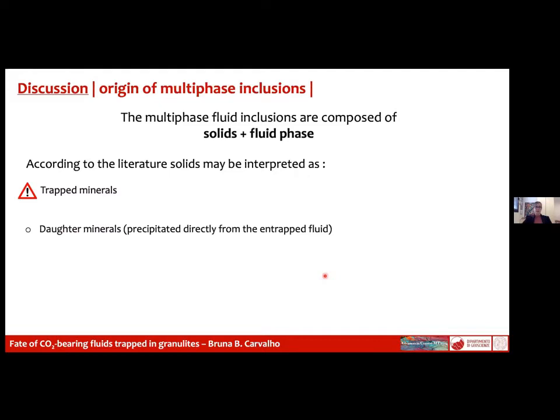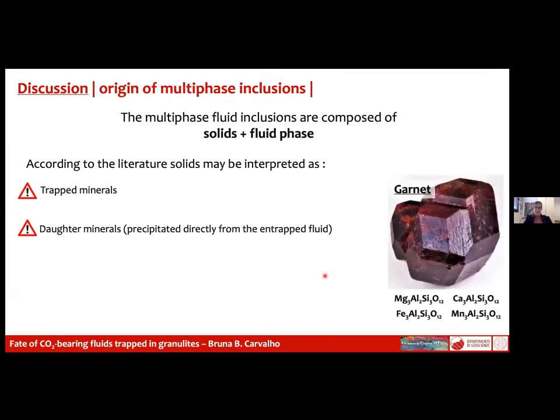Another possibility is that they represent daughter minerals, meaning that they precipitated directly from the fluid. However, at the PT conditions of entrapment, although solute can be dissolved into a COH fluid, the amount of solute cannot account for the amount of crystals that we observed in these inclusions. So this is also an unlikely possibility.